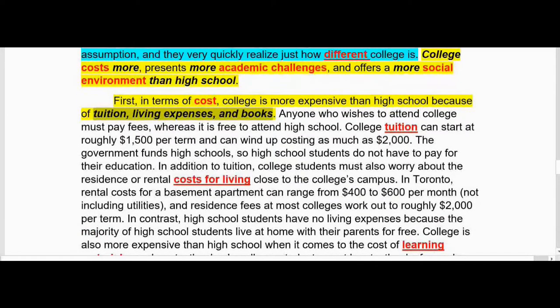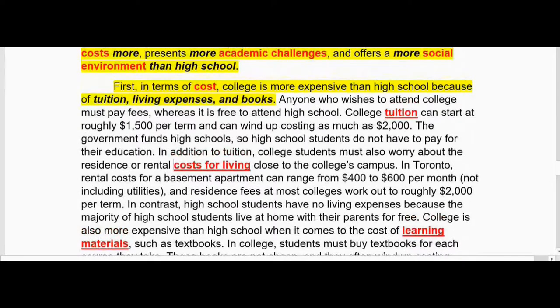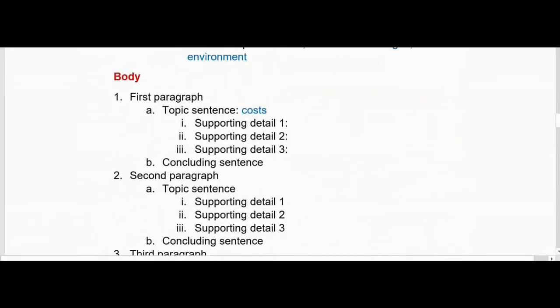Now, I said that here our first supporting detail is tuition. The second one is cost for living. And finally, learning materials, which is like a synonym, another name for books. So supporting detail 1 is going to be tuition. Then my supporting detail 2 is going to be living expenses. And finally, I'm talking about books or study materials.